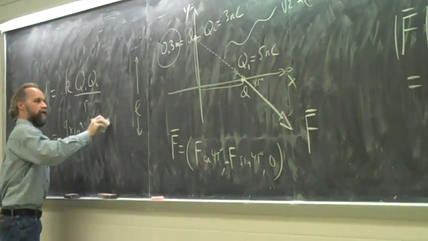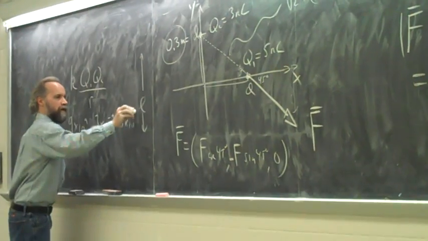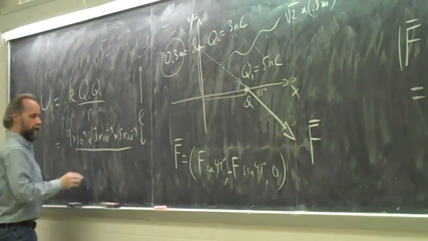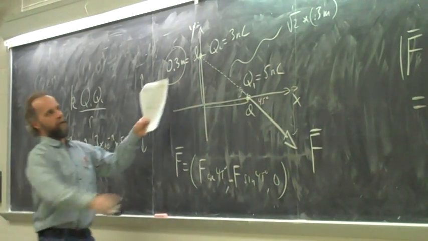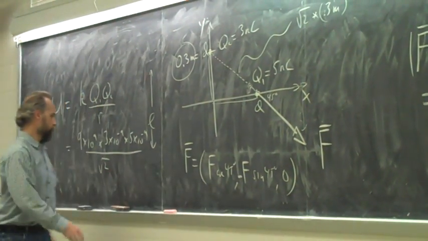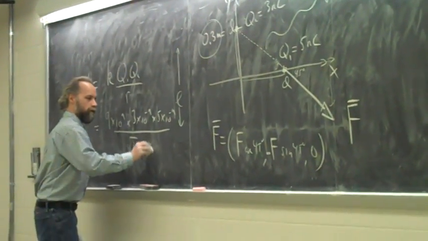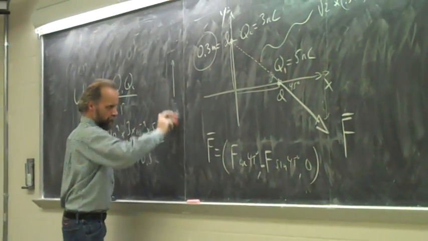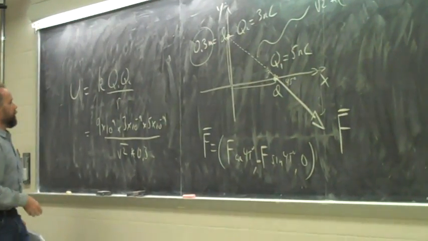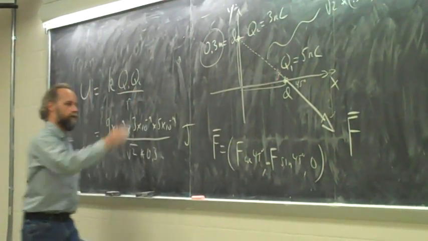So 3 times 10 to the minus 9 plus 5 times 10 to the minus 9, again keeping everything in SI units. And then the only hard part of this was knowing the distance between these two, which was the square root of 2 times 0.3 meters, again keeping everything in SI. That would give me an answer in joules.